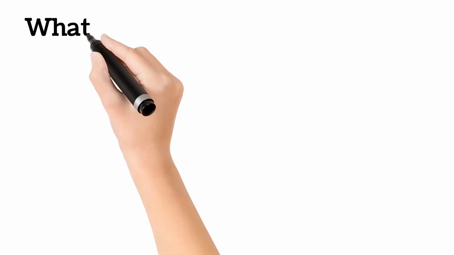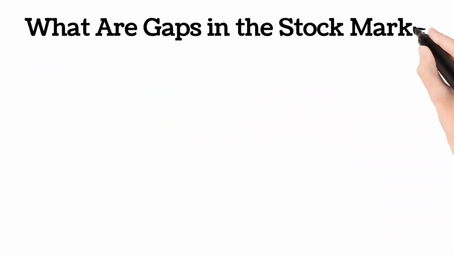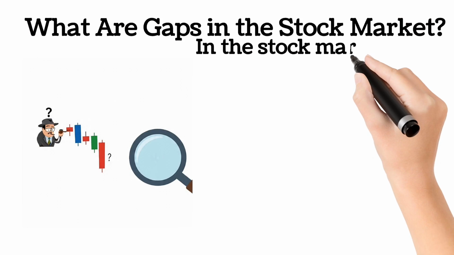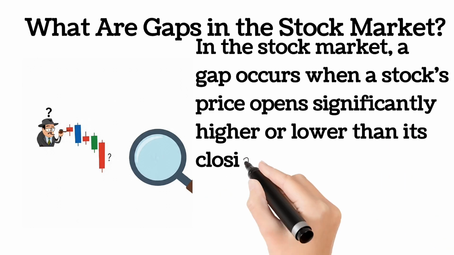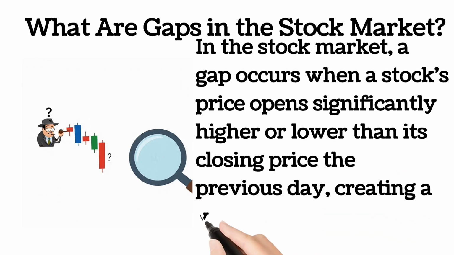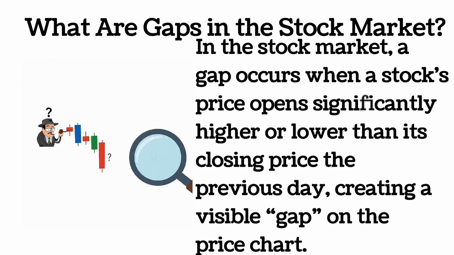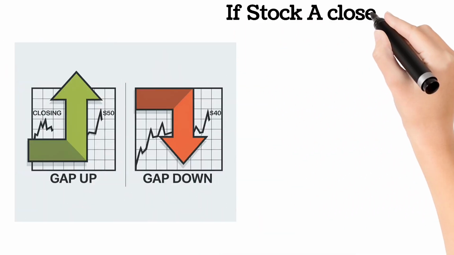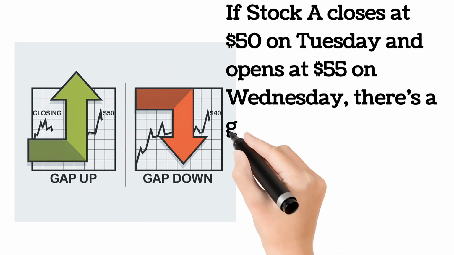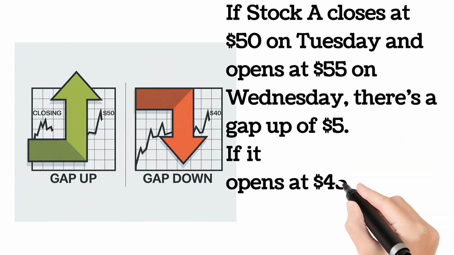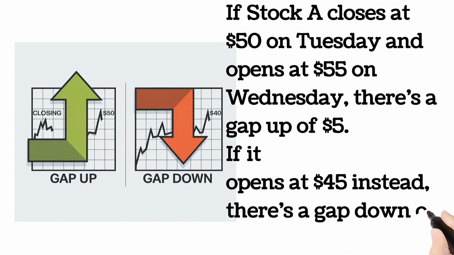What are gaps in the stock market? In the stock market, a gap occurs when a stock's price opens significantly higher or lower than its closing price the previous day, creating a visible gap on the price chart. For example, if stock A closes at $50 on Tuesday and opens at $55 on Wednesday, there's a gap up of $5. If it opens at $45 instead, there's a gap down of $5.